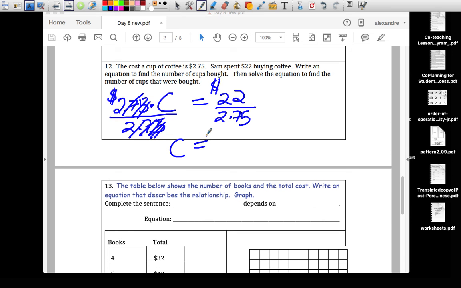So let's use our old calculator here. 22 divided by 2.75 is 8. There you go. The number of cups of coffee that was bought was 8. You can always check. If you go back to your original equation, 2.75 for each cup times 8 cups, will you actually spend 22? If you multiply these two, you actually get 22. Well, my equation is correct.